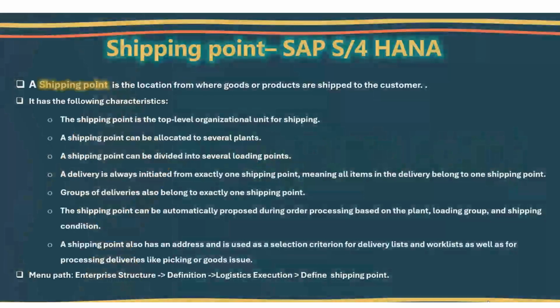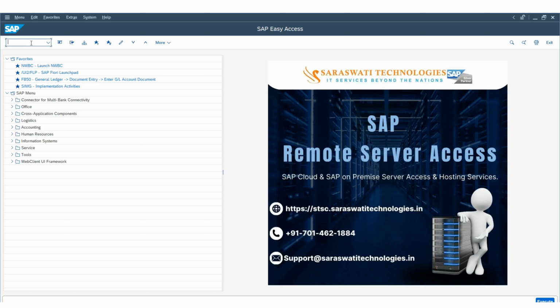A shipping point can be allocated to several plants. A shipping point can be divided into several loading points as well. A delivery is always initiated from exactly one shipping point, meaning all items in the delivery belong to one shipping point, and a group of deliveries also belongs to exactly one shipping point.